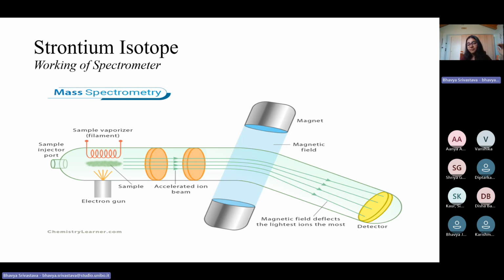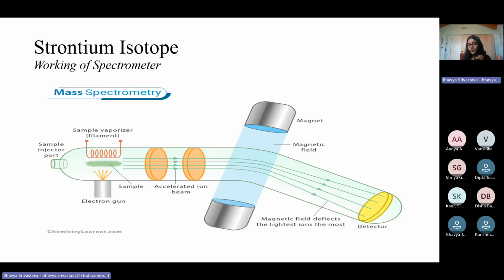And since there will be a deflection seen, the heavier isotopes will not deflect more because they are heavy. They cannot change their direction so easily. But the lighter isotopes, they'll be easier to deflect. And if they deflect, they would be falling onto a detector, as you can see here. And when they fall on the detector, they would create a spectrum.